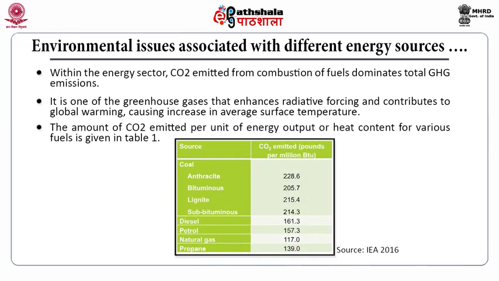The amount of carbon dioxide emitted per unit of energy output or heat content for the various fuels is given in this table. In this table, you can see the various sources and the carbon dioxide emitted. You can see the carbon dioxide emission by the coal, especially the anthracite, is higher. It's around 228 pounds per million BTU compared to natural gas having 117 pounds per million BTU carbon dioxide emission.